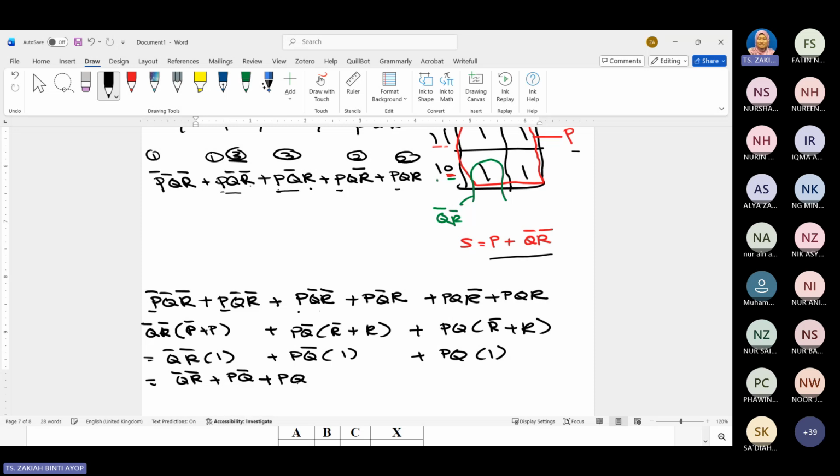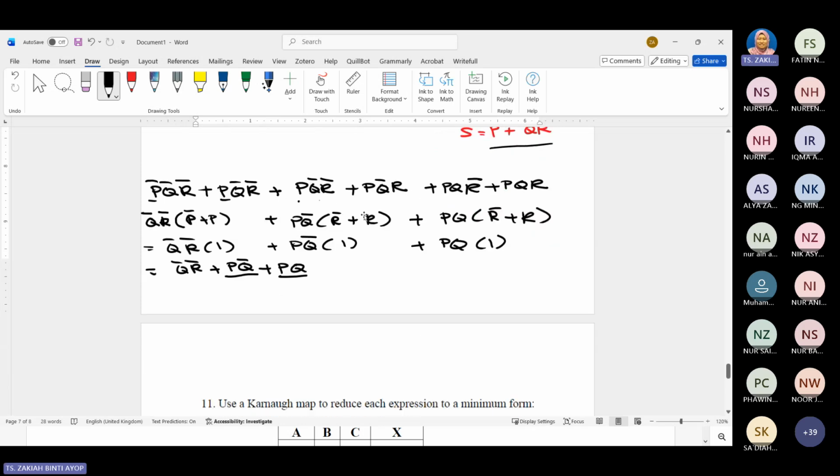Now, can we group together between PQ bar and PQ? Yes, you can.